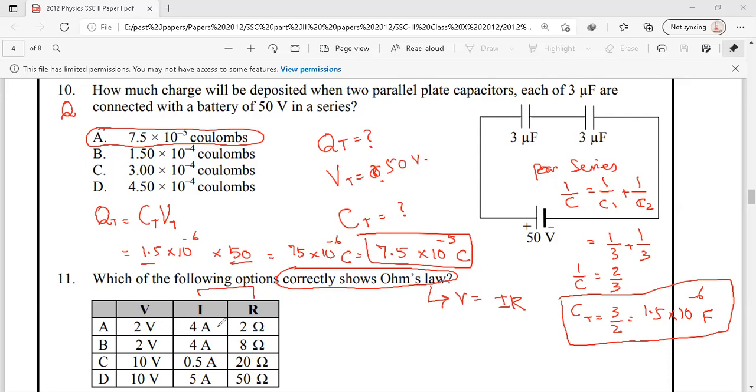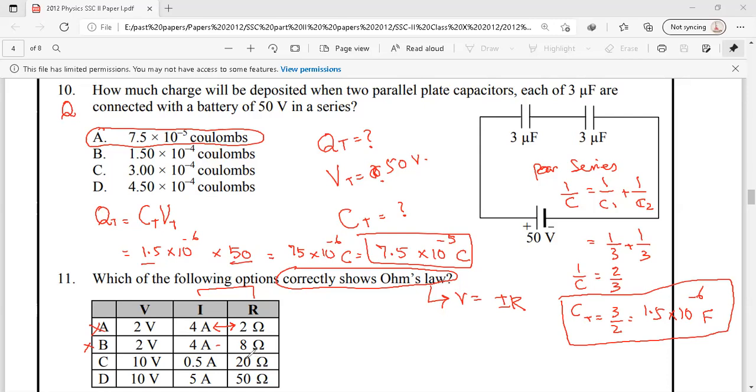So in the first option, 4 twos are 8, but the voltage is 2. It means this is the incorrect answer. In option 2, 4 into 8 is 32, but the voltage is 2. So this is the incorrect one because it does not obey the equation of Ohm's law, that is V equals IR.